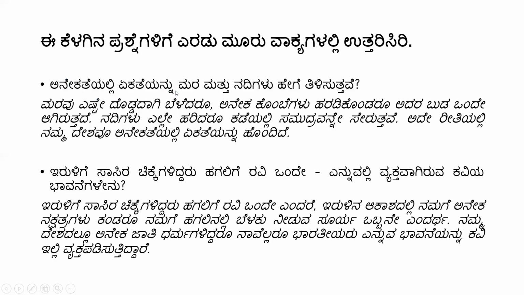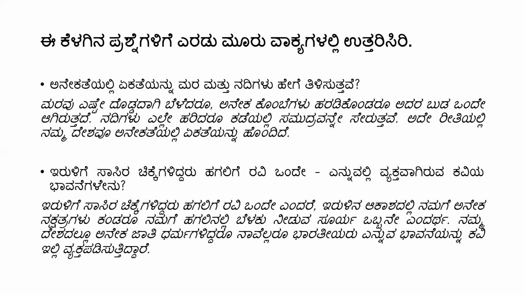ಅನೇಕತೆಯಲ್ಲಿ ಏಕತೆಯನ್ನು ಮರ ಮತ್ತು ನದಿಗಳು ಹೇಗೆ ತಿಳಿಸುತ್ತವೆ? So as I told you, ಅನೇಕತೆ means diversity. ಏಕತೆ is unity. So how do the mara, tree, and nadi, the rivers, tell you about the unity in diversity? So you have to explain how the poet has given the example of a tree and the river in the poem to explain unity in diversity. Okay. So what is it he has told you?